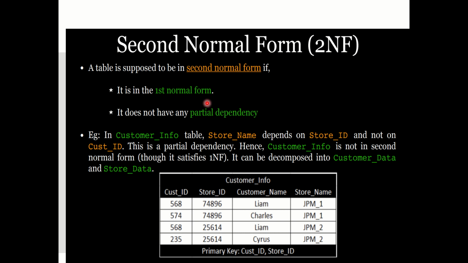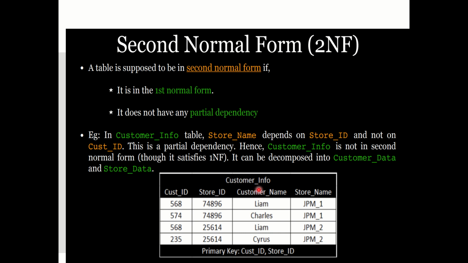Now the first thing which you have to understand is what you mean by a partial dependency. Okay, say you have a customer table which is given to you, named customer info, and say these are the various attributes in your table: customer ID, store ID, customer name, store name. When you look at this table, you can see the store name is basically dependent on the store ID. It is not dependent on the customer ID. Instead, the store name is more closely related to store ID. So you could say that store name has a partial dependency upon the customer ID, right? So the customer info is not in second normal form.